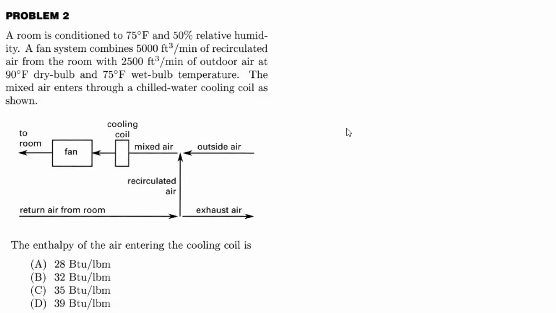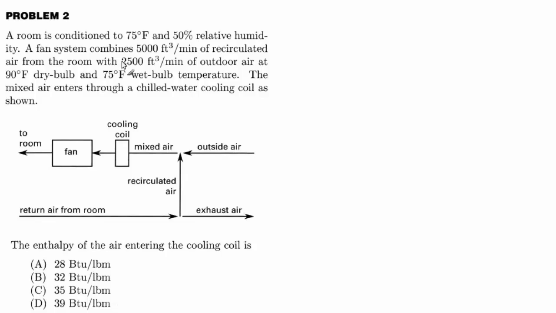A room is conditioned to 75 degrees Fahrenheit and 50% relative humidity. A fan system combines 5,000 CFM of recirculated air from the room with 2,500 CFM of outdoor air at 90 degrees Fahrenheit dry bulb and 75 degrees Fahrenheit wet bulb temperature. The mixed air enters a chilled water cooling coil as shown, and we have a diagram of what's going on. They want to know the enthalpy of the air entering the cooling coil.